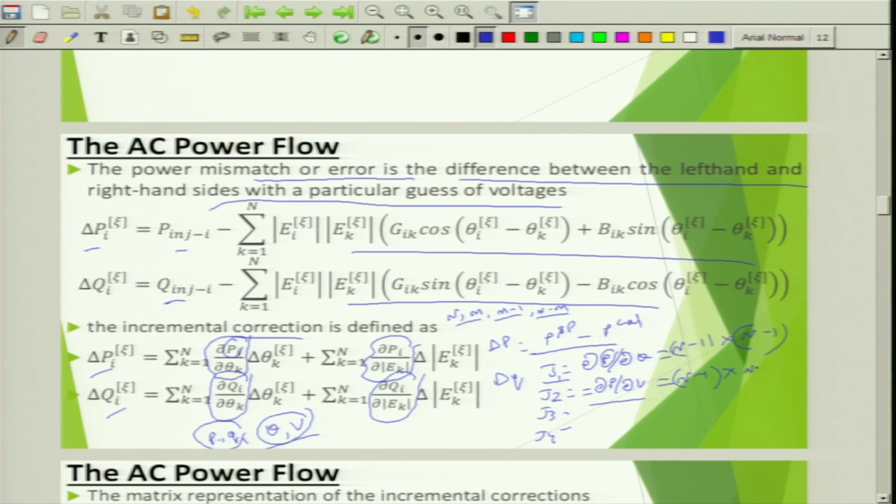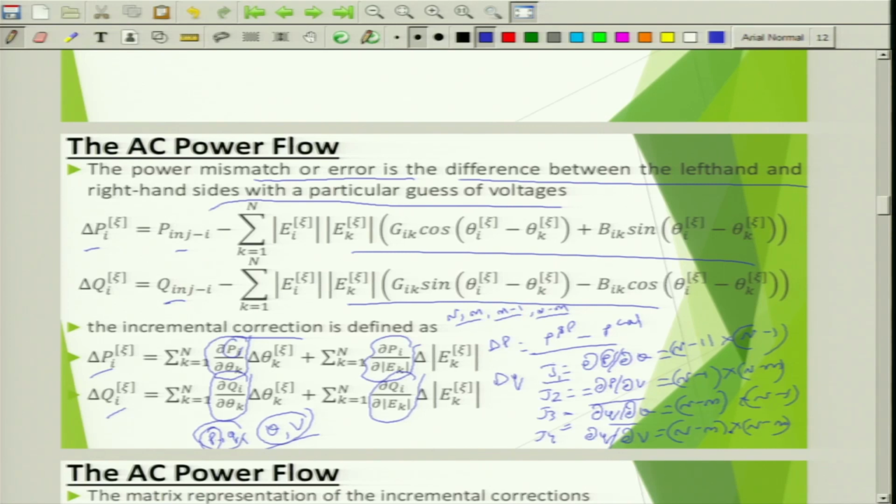N minus m, correct, because it is nothing but PQ bus voltage that we do not know. And J3 is nothing but again the same thing. Now P is done, go for Q, dou Q by dou theta, and J4 is nothing but dou Q by dou V. Dou Q by dou theta is nothing but n minus m into n minus 1. This is nothing but n minus m into n minus m.